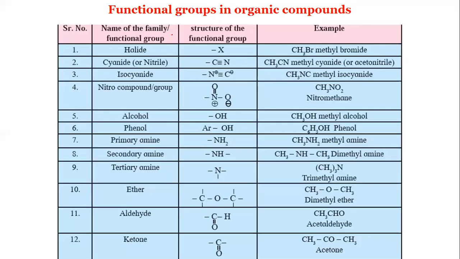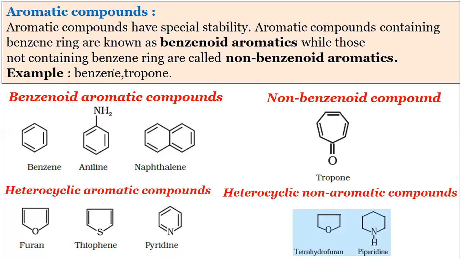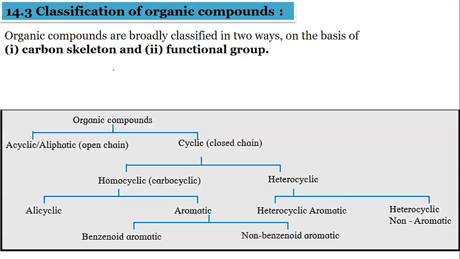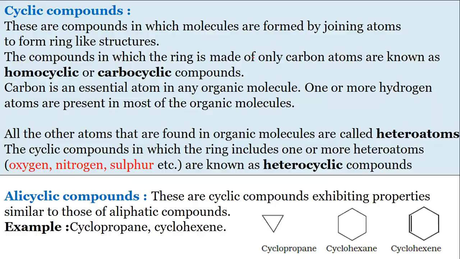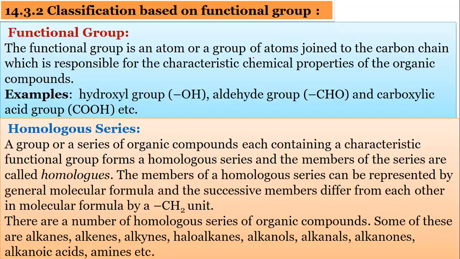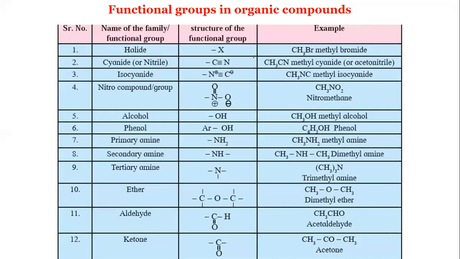Now the next point is classification based on the functional group. We are discussing the classification of organic compounds. So organic compounds are mainly classified, see, the first one is based on the carbon skeleton and the second one is the functional group. So this classification part is completed now. And the second classification part is classification based on the functional group. This is very important. Functional group is the heart of organic chemistry, remember.